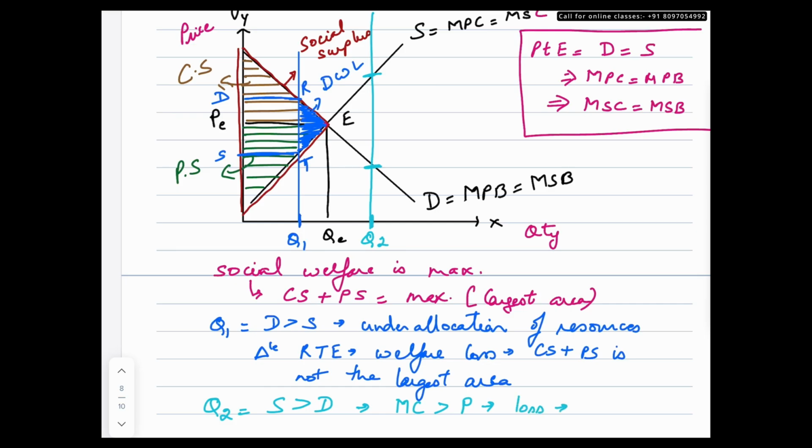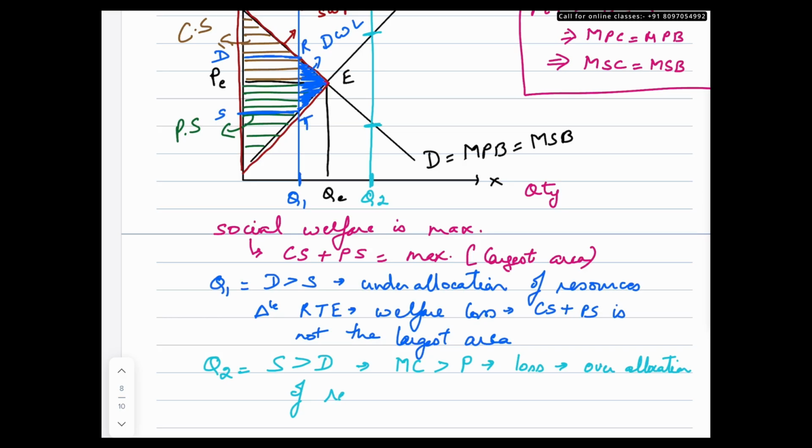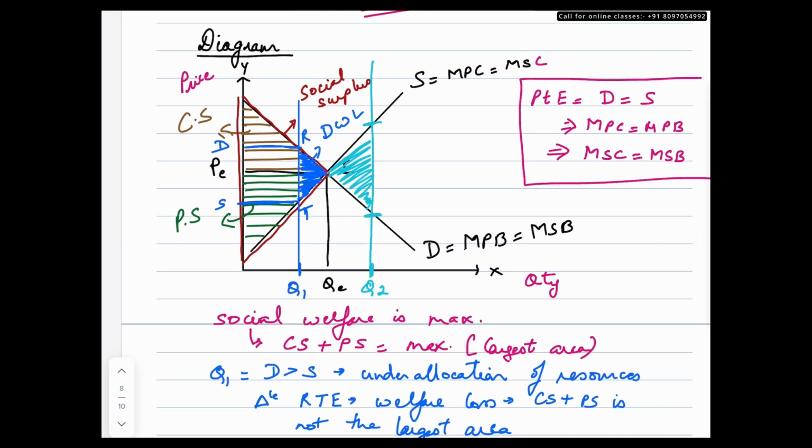And what does it mean? It means there is over allocation of resources. And this is where the misallocation happens. So allocative efficiency will happen only at this output level, which is QE, and this price PE.